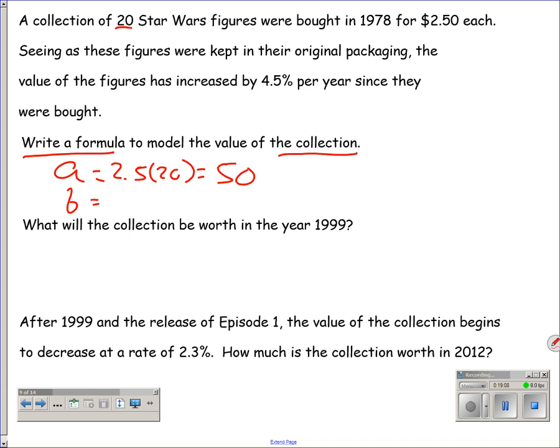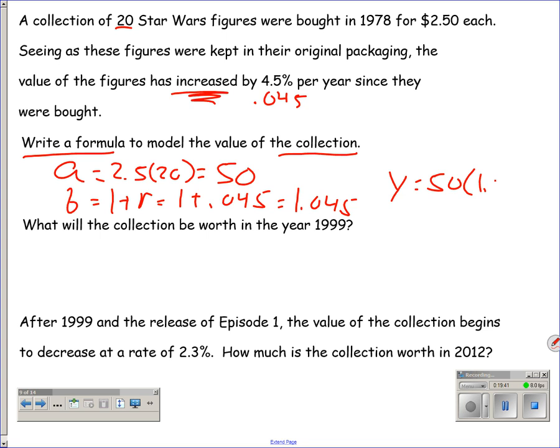What's my B value? 1 plus 0.045. Good. It's increasing, right? My B value is going to be then 1 plus whatever my rate is. Well, my rate in this case is 4.5%. Please make that a decimal. 0.045. So that's 1 plus 0.045 or 1.045. I got my A, I got my B, I got my function. Y equals my initial times my growth factor to the x.